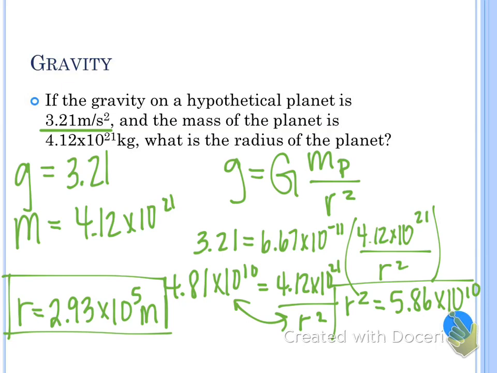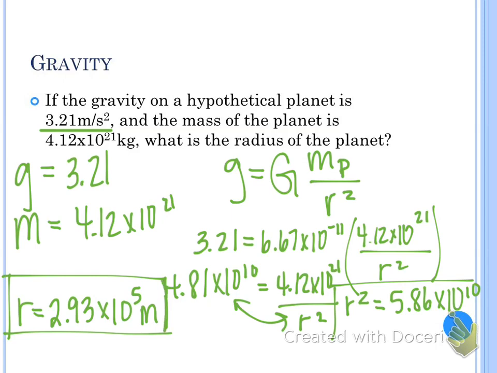Good. So since we solved for the radius, where can we assume that this gravity is located? Is this above the planet's surface? Is this on the planet's surface? Where can we assume that this gravity is on the planet? Above or at the surface or below, or what do we think? Yeah, it has to be on the surface, right?